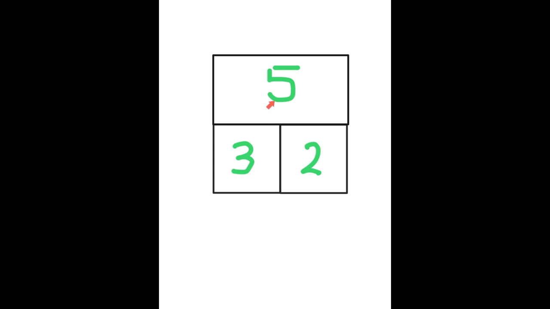Okay, show me 5 puppies playing at the park again. 5 puppies at the park, and show me 2 going home. 2 had to go home. Aha! How many are left at the park playing? Oh yeah, it's 3.